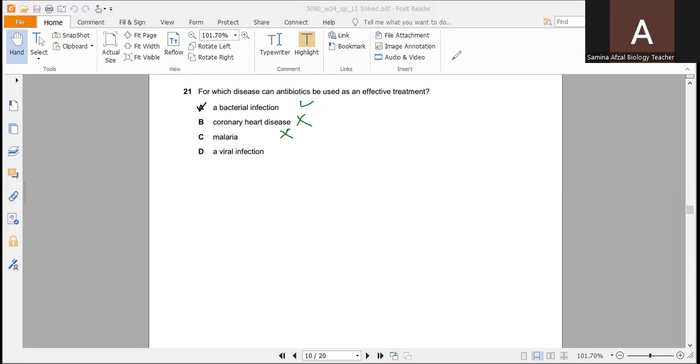And D, a viral infection. Viral infections are not treated with antibiotics because viral infections need antiviral drugs. So this is not the correct option. Only A is the correct option. Now we will move towards the next question.